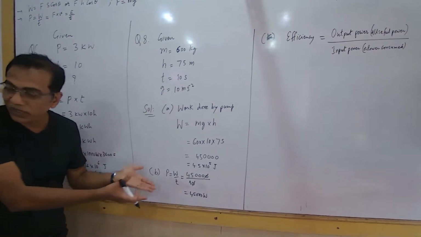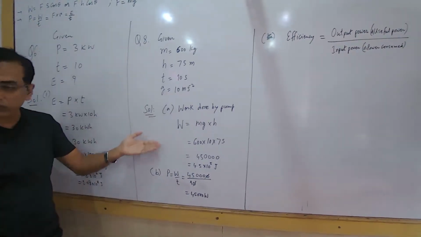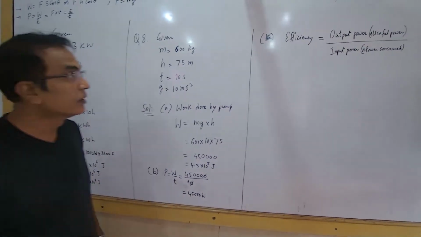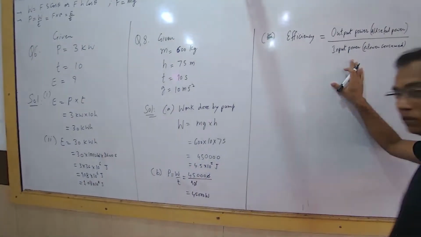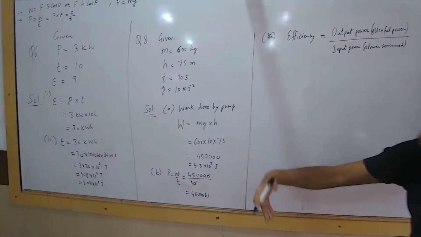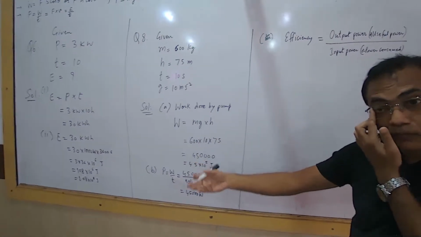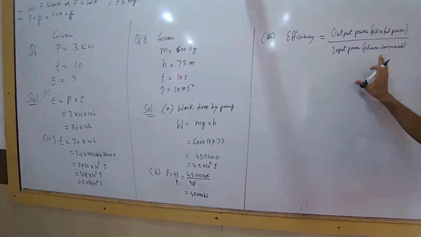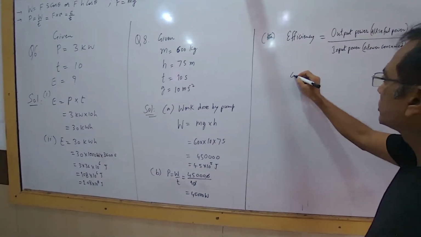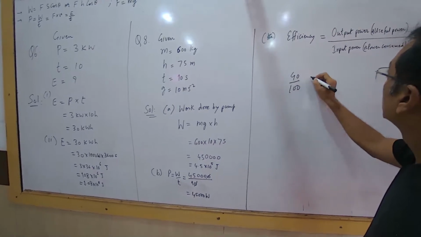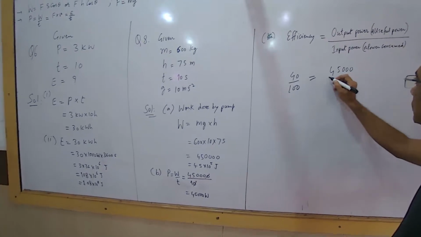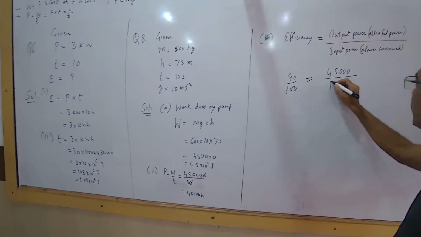This is the work you are getting, the power in lifting the water. So this is the useful power or power used. Now, actual power used will be this power. This is the power whose work got delivered. That is useful. But power input you have to find out. Efficiency is 40%, so it is 40 by 100. What is useful power? 45,000, divided by power input.